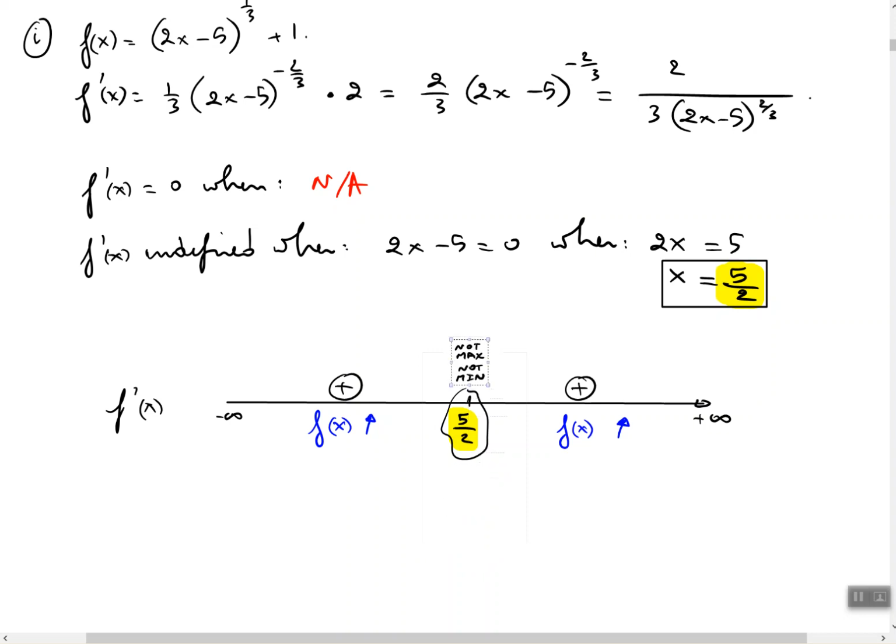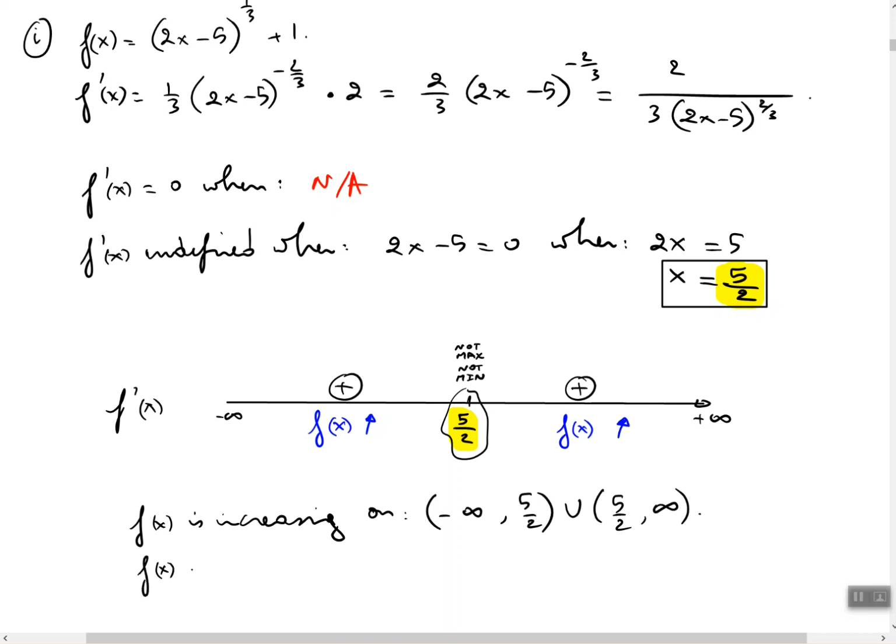Okay, so where is the function increasing, or is it decreasing? So the f of x is increasing on everything basically. However, when you write it down, you want to write it like negative infinity to 5/2 and then 5/2 to infinity. You cannot write negative infinity to positive infinity, because technically at 5/2 you are not increasing or decreasing. You're just kind of standing still for a minute.